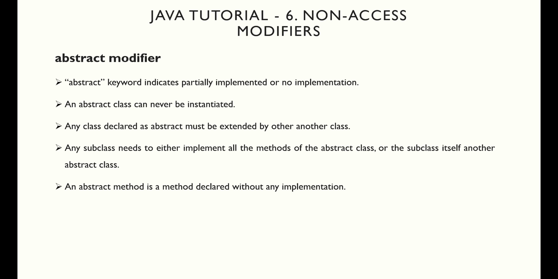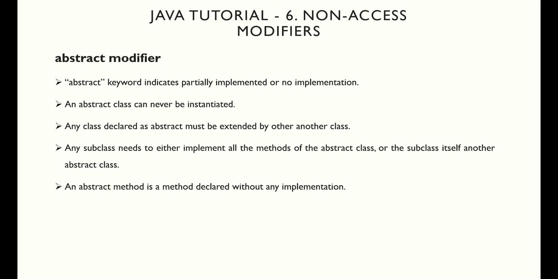First, abstract classes. An abstract class can never be instantiated, meaning you cannot create an object of an abstract class. Any class declared as abstract must be extended by another class. The sole purpose is for the class to be extended. Any subclass needs to either implement all the methods of the abstract class or be declared an abstract class itself. The abstract keyword cannot be used with the static, final, or private keywords because they prevent overriding. And we need to override methods in the case of an abstract class.